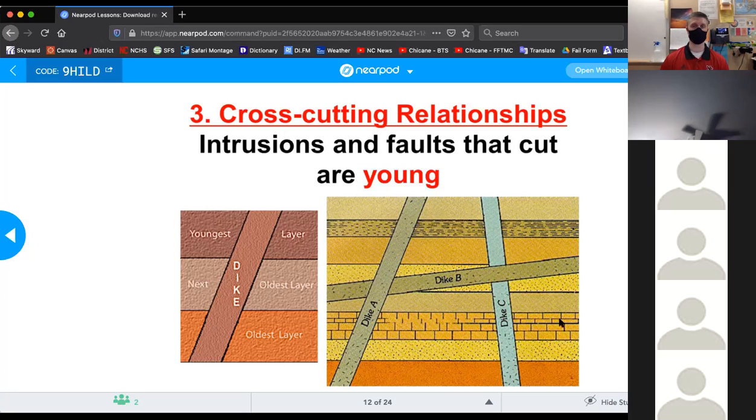Which one of those 3 is the youngest? A, B, or C? Not all at once. Overload the system. That was sarcasm.